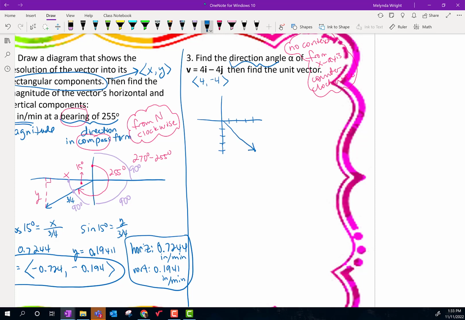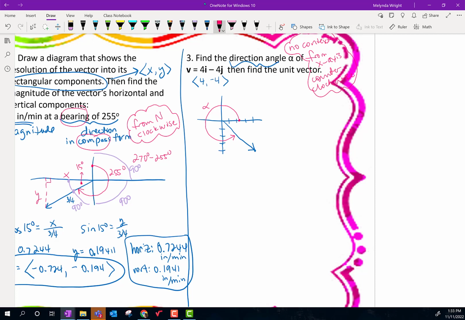There's my vector. We want the direction angle. They're calling it the direction angle. This is the Greek letter alpha. Right here, that's the Greek letter alpha. So we're starting at the x-axis and we're going counterclockwise to the vector, and that angle measure is going to be alpha.